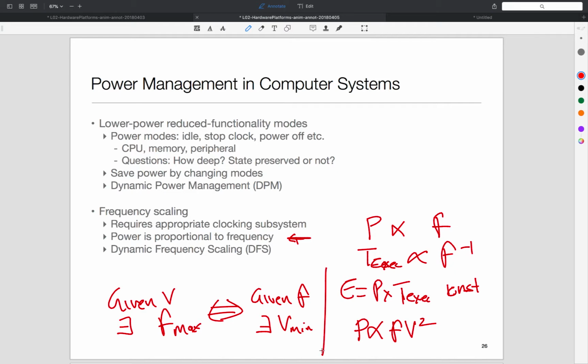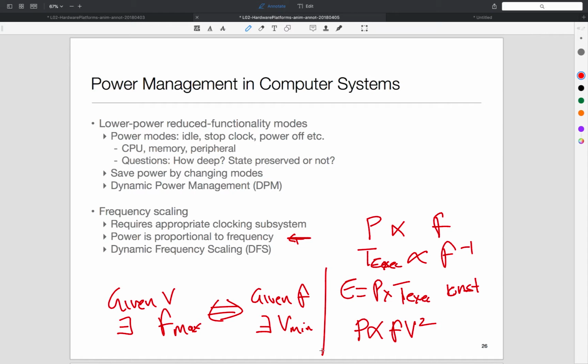Now, what this says is the following. Going back, let's say I reduce the frequency. Clearly my circuit was operating at that frequency. If I reduce the frequency, that means I can get away with a lower voltage now. And if I reduce the frequency and I reduce the voltage, I have a bigger gain. In fact, if you assume, for the sake of argument, that frequency and voltage are exactly proportional, then power has a cubic relationship with voltage or frequency.